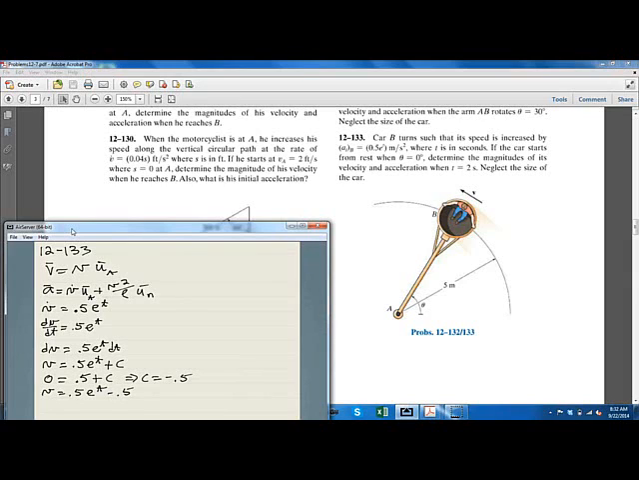Yeah? Now, why would you ever want that? Who knows? They're just trying to make sure you can take derivatives and integrals. I mean, that's really all it is. I mean, nobody cares. It's just a problem. Okay, so what else did they want?